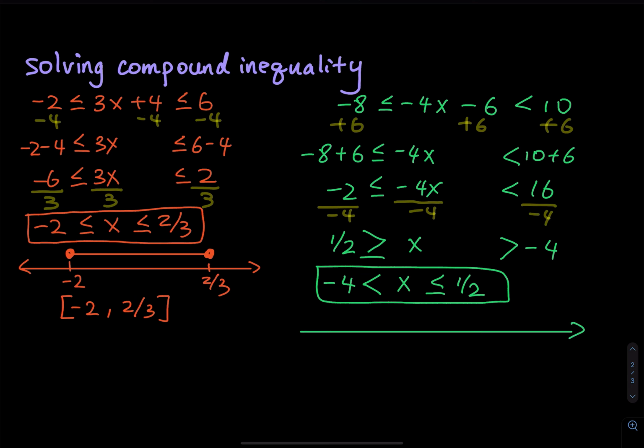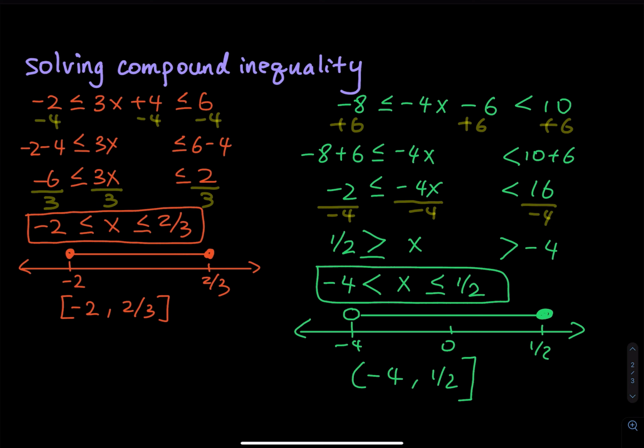You draw a number line, you have -4, 0 in the middle, right? And then a positive 1/2. This is just a less than, this is a less than or equal to, then you use a solid circle, connect the two dots, and that's it. -4 to 1/2 with a square bracket, because there is an equal over there. All right. Okay, moving on to the next problem.